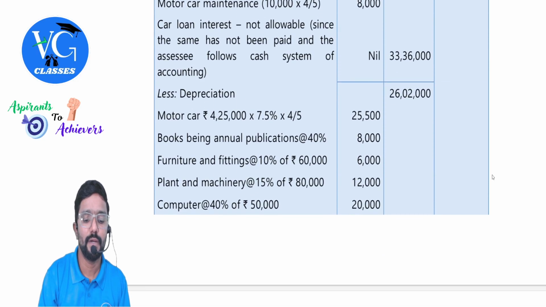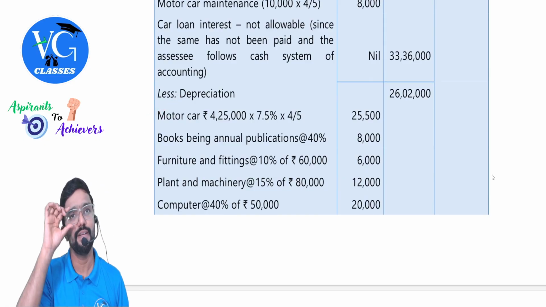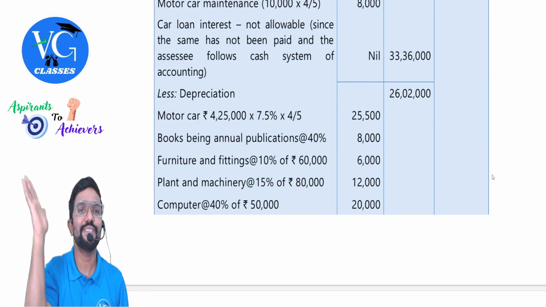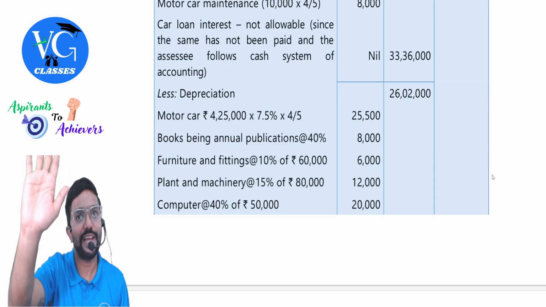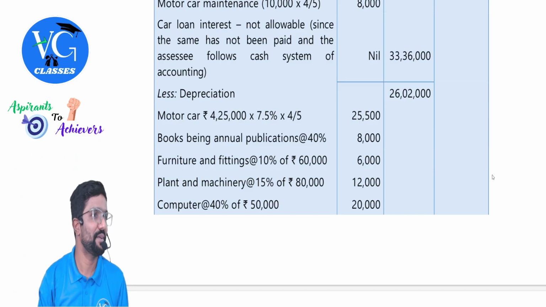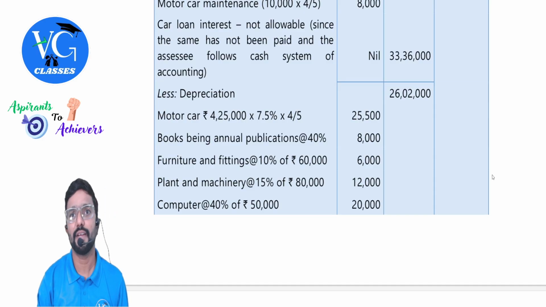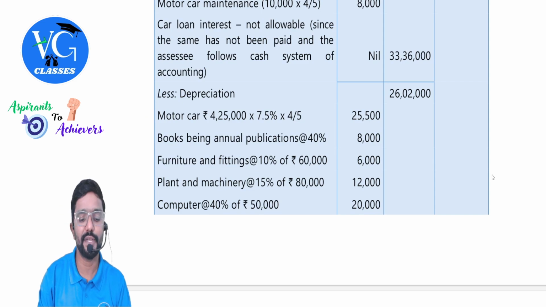Next, depreciation. And one more doubt here also. Sir, as assessee is following cash system, depreciation allowed? Yes, because depreciation is a non-cash expense. Can we claim depreciation? Yes, because section 32 makes depreciation a mandatory claim, a compulsory claim. Even though assessee is following cash system, still he can claim depreciation.